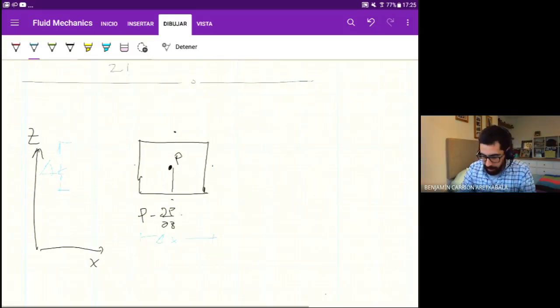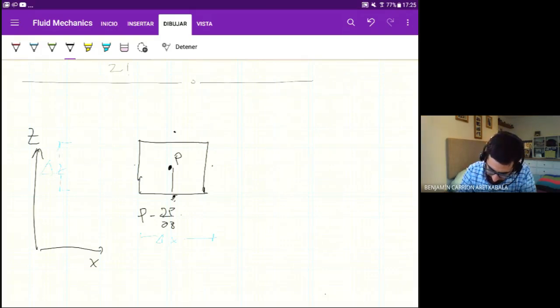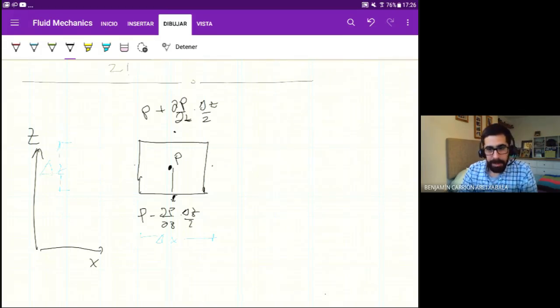Okay. So again, the pressure at this point is P minus the derivative of P with respect to z times delta z half. That's the pressure. And the pressure on top is going to be P plus dP at dz times delta z half. Okay, it's easy to see how this is going to be on the horizontal, I hope.